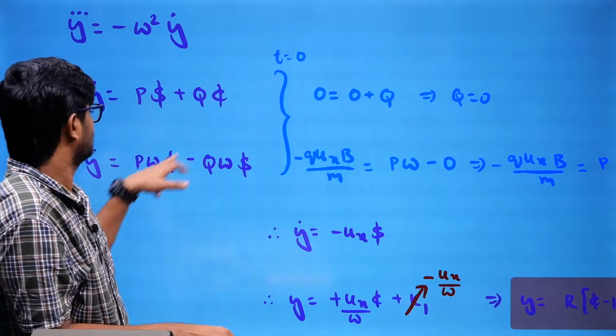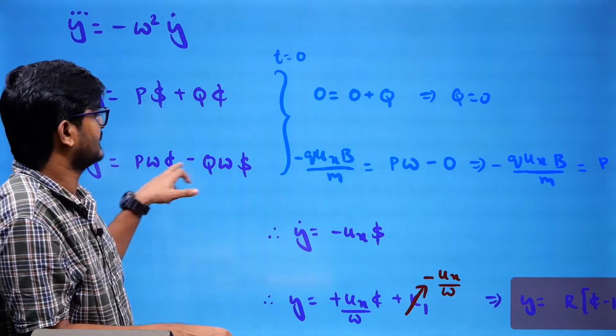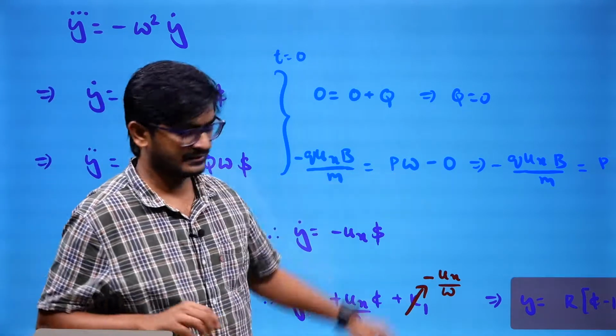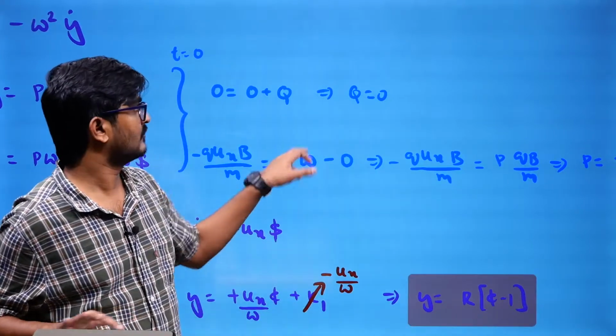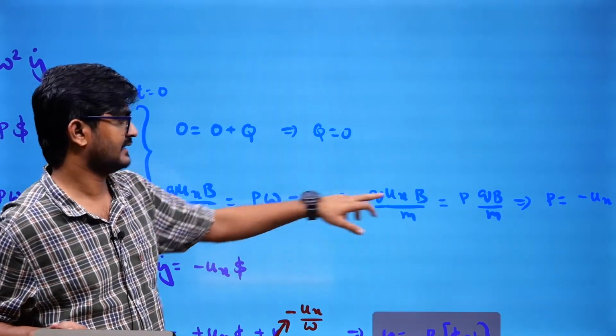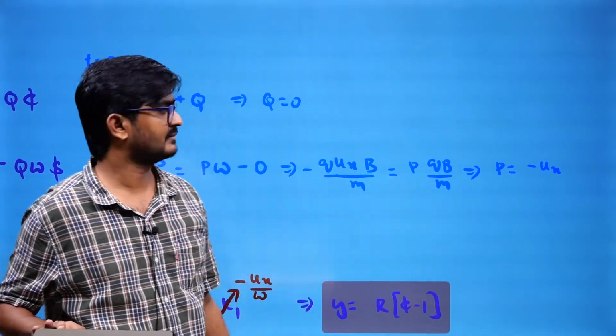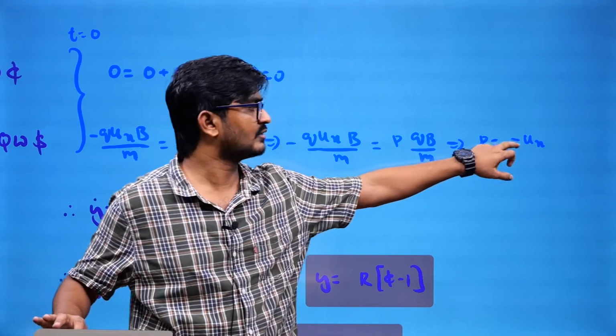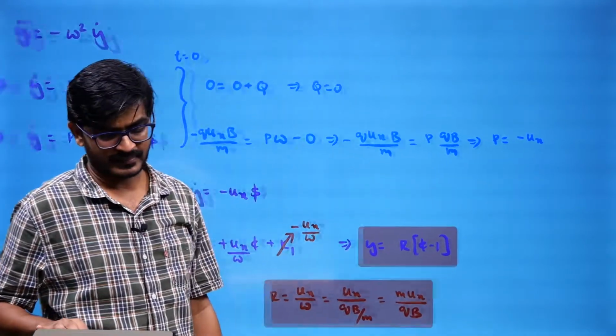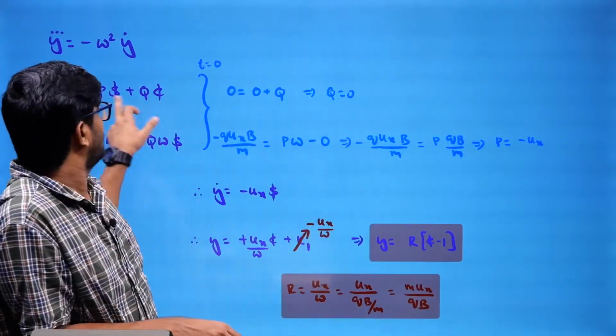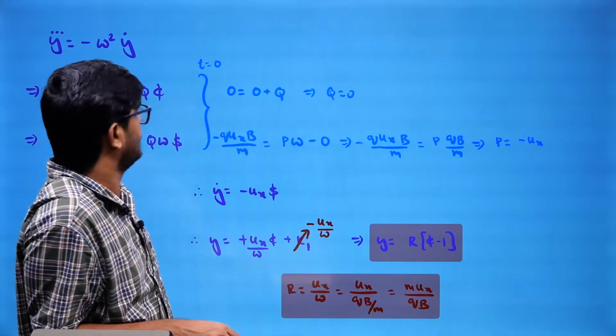So t equal to 0, when you keep it here, it will become P into omega, this one will become 0. And I know what is the value of omega I assumed, qb by m. So I will be substituting omega as qb by m. From here I will be getting P equal to minus ux. So I assumed solution will be of this form. I found value of Q is 0, value of P is minus ux.